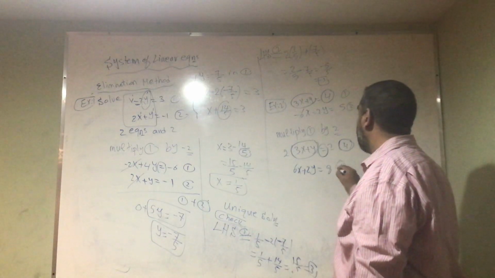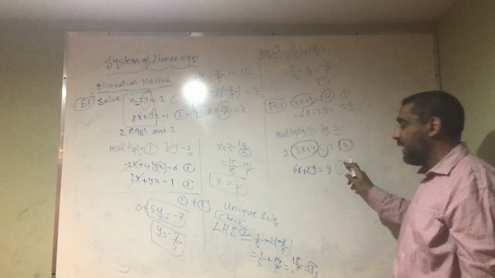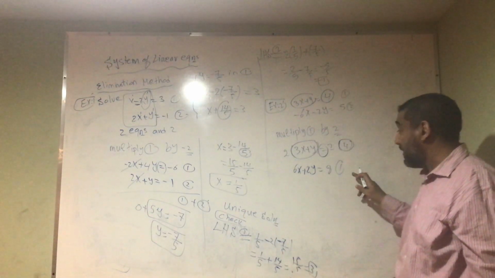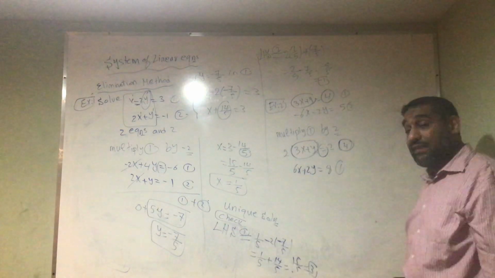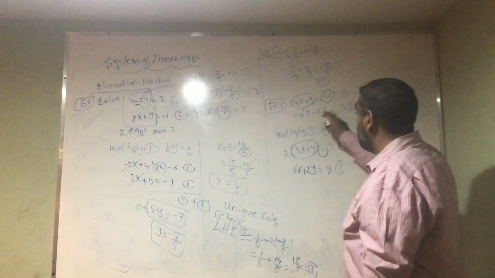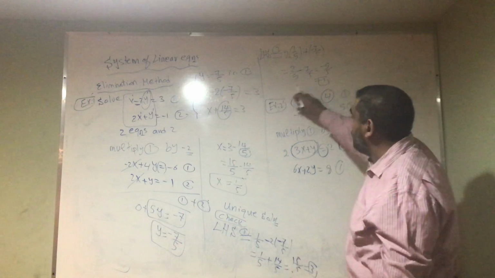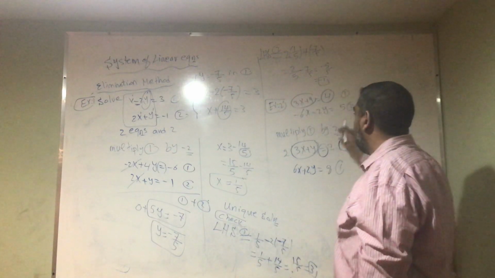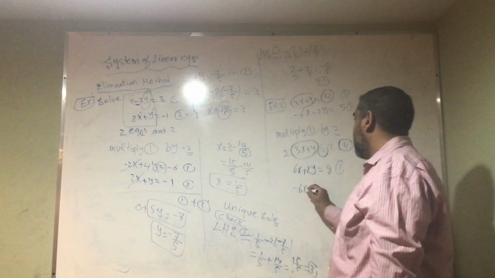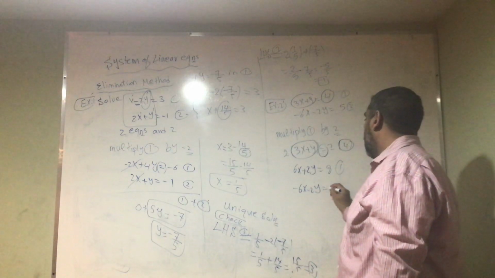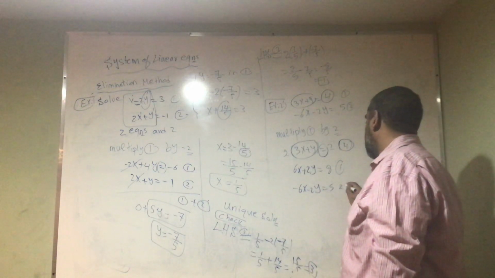Is this one equation 1? Yes, the same one. Or if you want, you can write different numbers, say call it number 3. But keep in mind, it's still exactly the same as number 1. Equation 2 now: I multiplied equation 1 by 2, but equation number 2 is exactly the same, negative 6x minus 2y equals 5. That is equation 2, right?